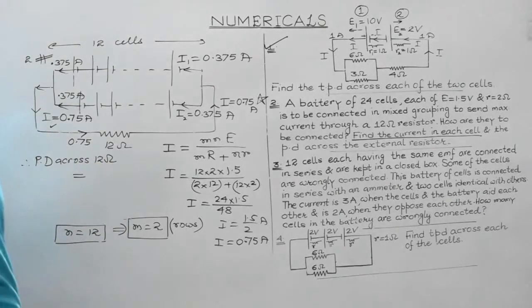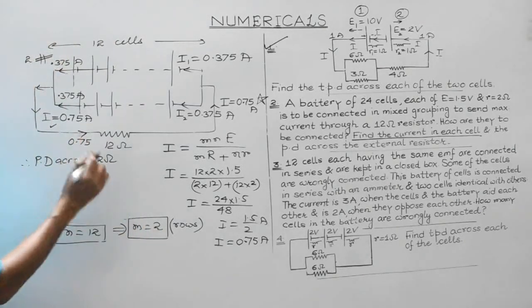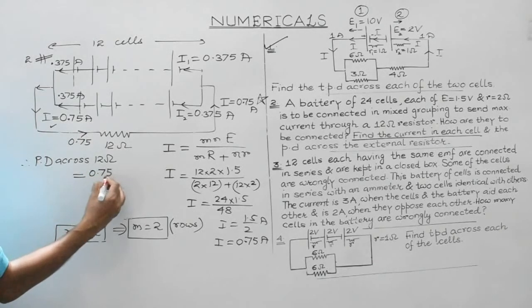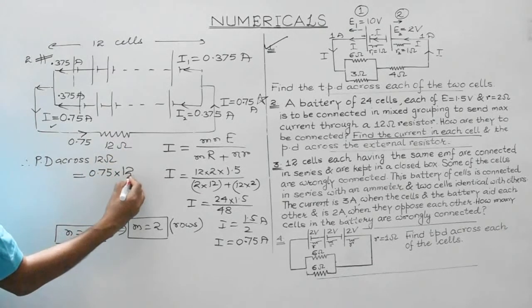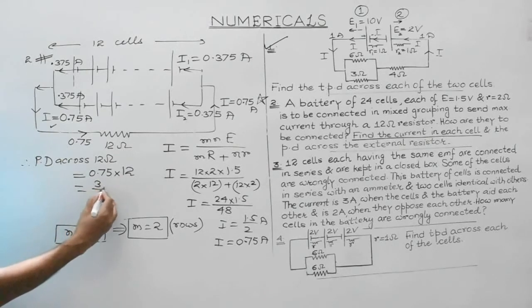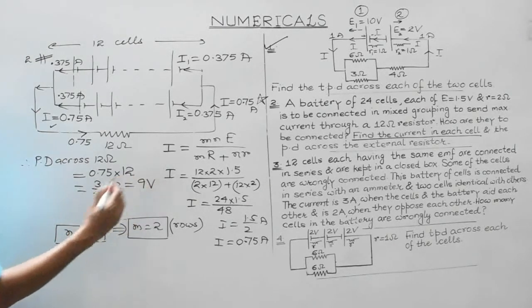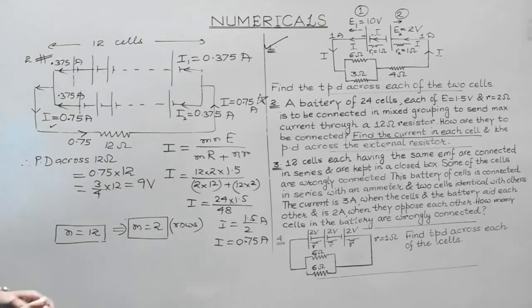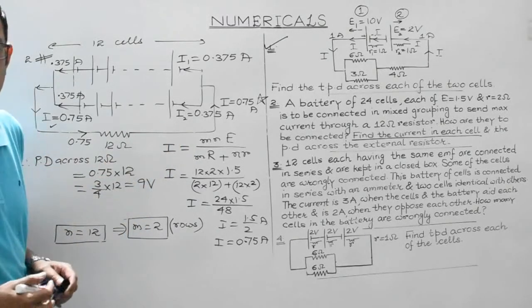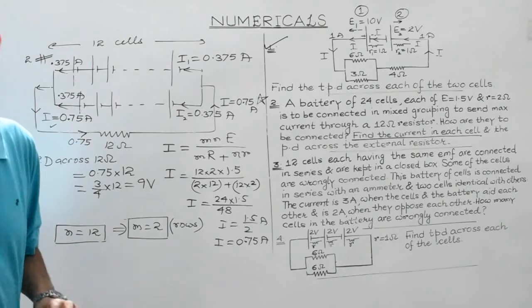Potential difference is I multiplied by R. What is the current flowing? 0.75. What is the value of the resistance? 12. So 0.75 is 3 by 4 multiplied by 12. So it will be 9 volt. So that's the answer. The net potential difference across the external resistance is 9 volt.